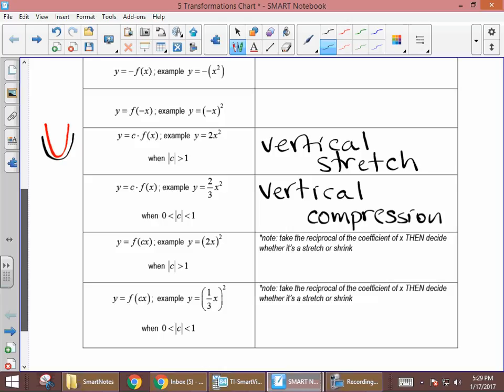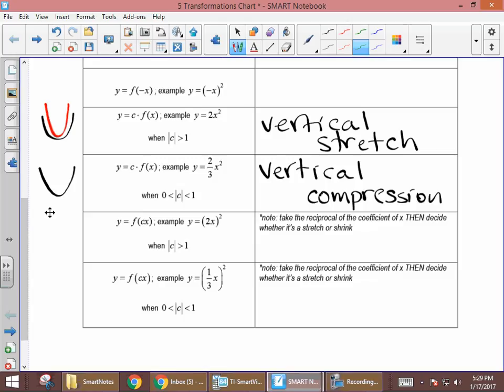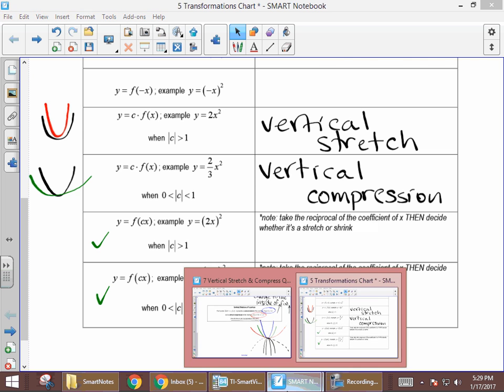So here, if this is our function, it would open wider. It would open wider. All right. These two will come on Monday when I get back. All right. So let's go back, finish these up.